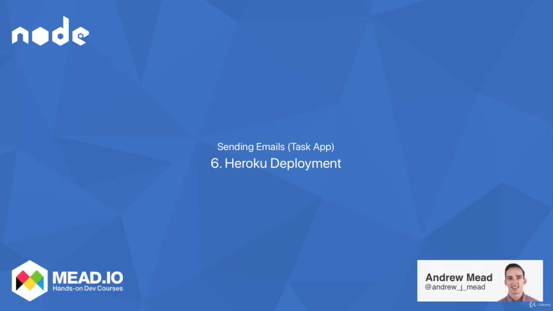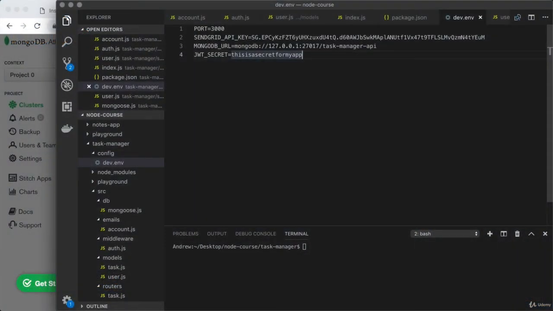All right, in this video, we'll be wrapping up the section by actually getting our Task Manager app deployed to production. And when it's deployed to production and running on Heroku, it'll be connecting to our production database we created in the last lesson.